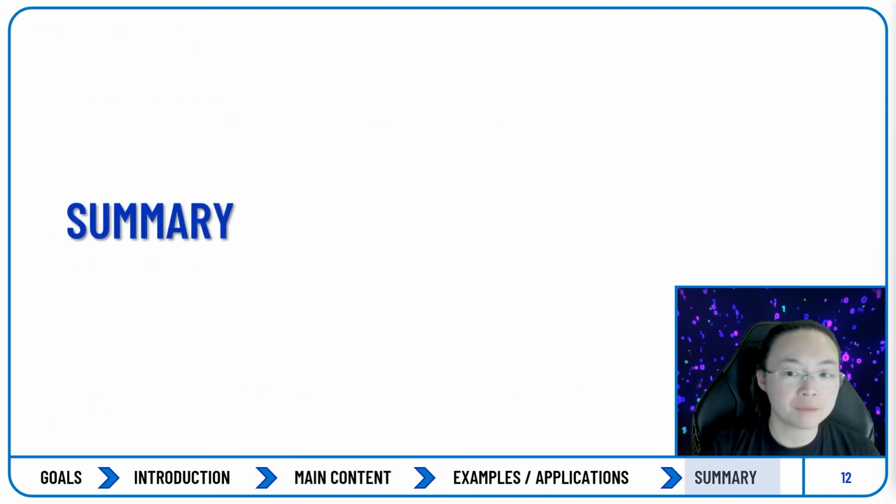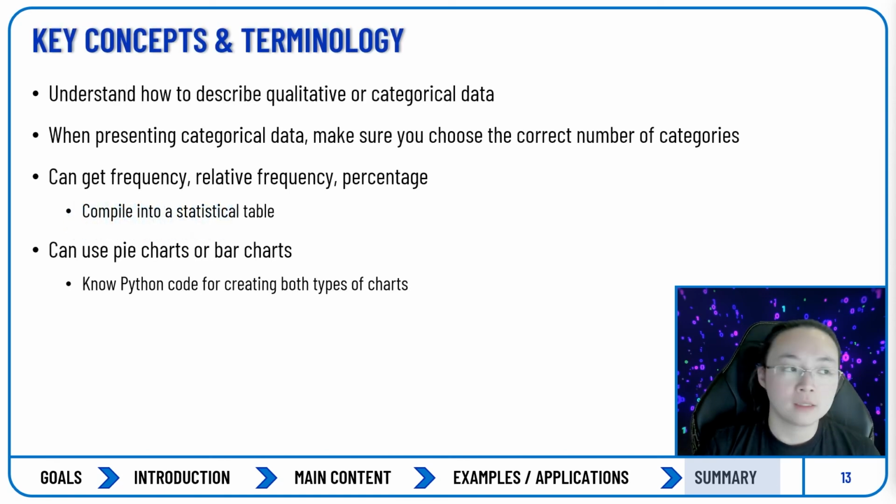Finally, onto a summary. Some key concepts and terminology. We definitely want you to understand how to describe qualitative or categorical data through a statistical table. When presenting categorical data, make sure you choose the correct number of categories, and make sure that all of your data can be filtered through and placed into one category only.